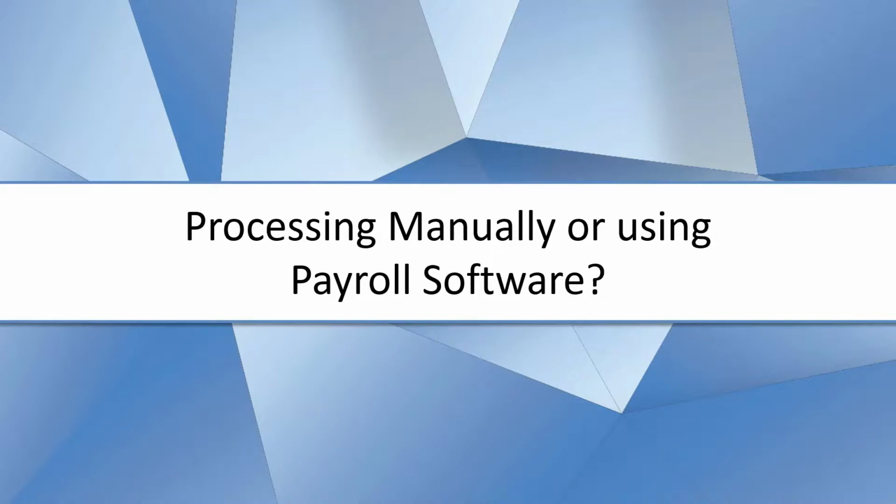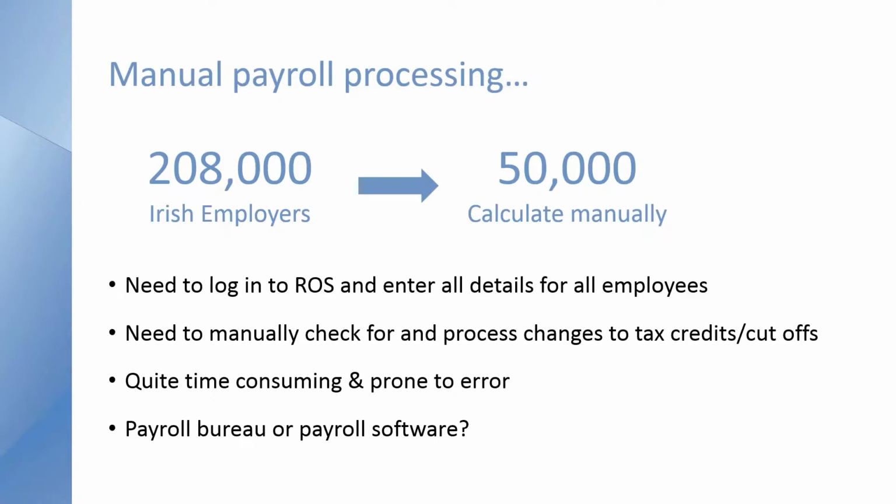Okay, just to cover the subject of manual, those people that are still doing it manually. Revenue estimates that of the total 208,000 Irish employers, up to 50,000 employers still calculate their payroll manually. These employers will still be able to calculate payroll manually. However, in each pay period, be it weekly or monthly, they will need to log into ROS and enter all the required details for all of their employees. And it's a bit like manually completing a P35 each pay period.